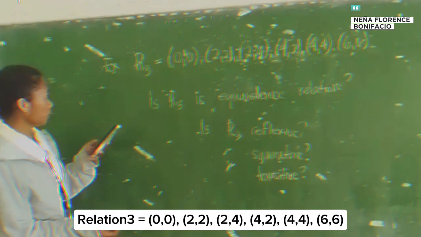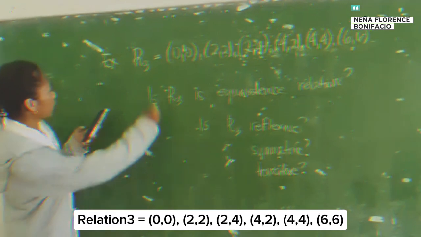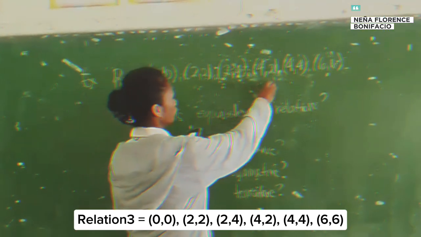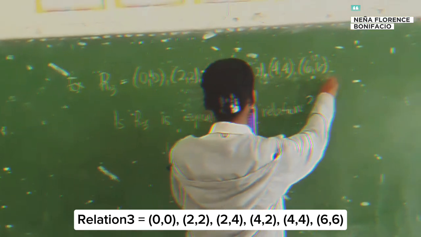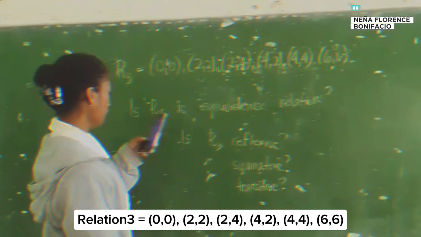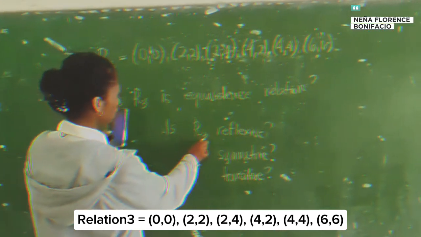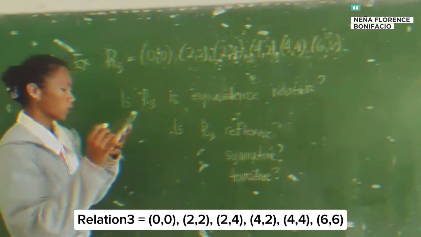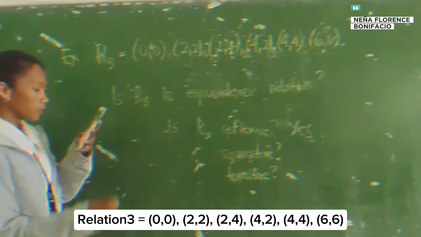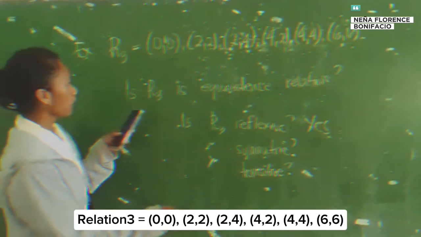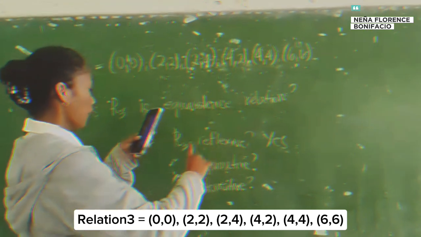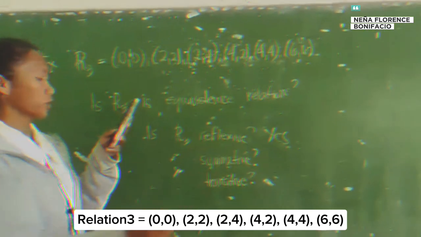This is the example of relation 3. Relation 3 is equal to {(0,0), (2,2), (2,4), (4,2), (4,4), (6,6)}. Is relation 3 an equivalence relation? First, we have a question: is relation 3 reflexive? Yes. Yes, because every element is related to itself, and you can also see (2,4) and (4,2), but the rest are simple ordered pairs with no need to check them.